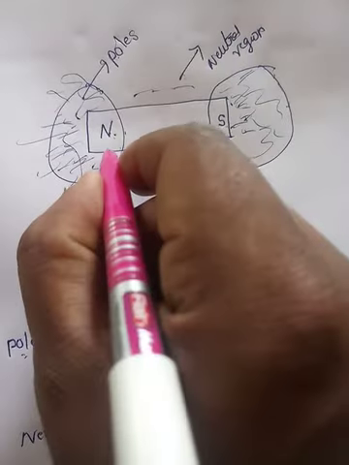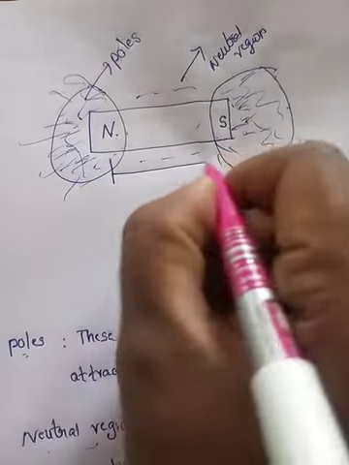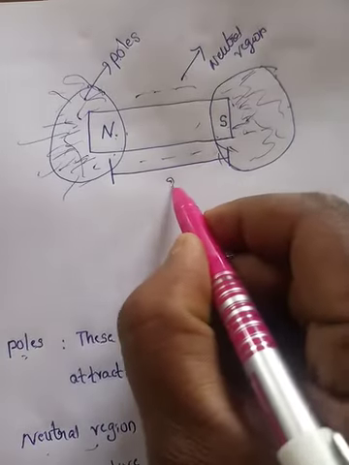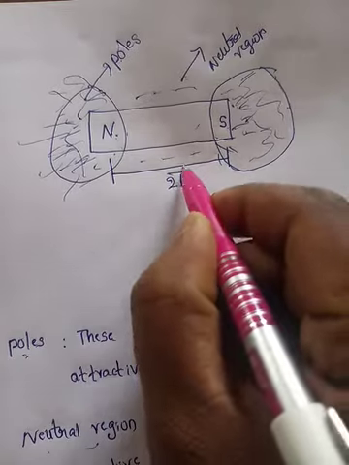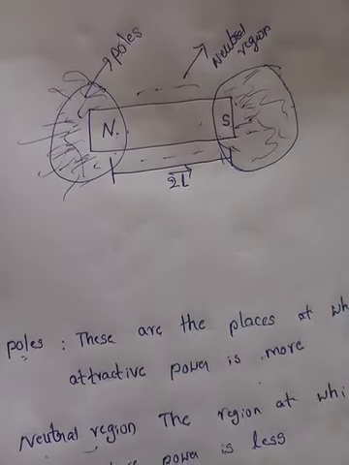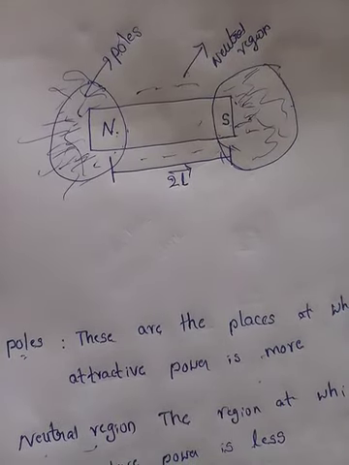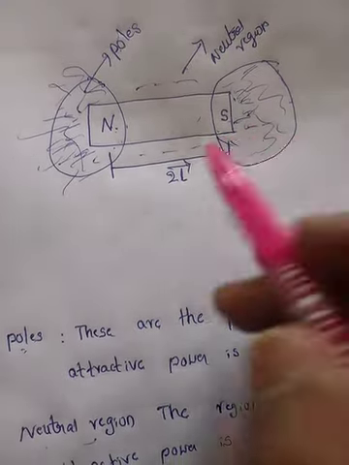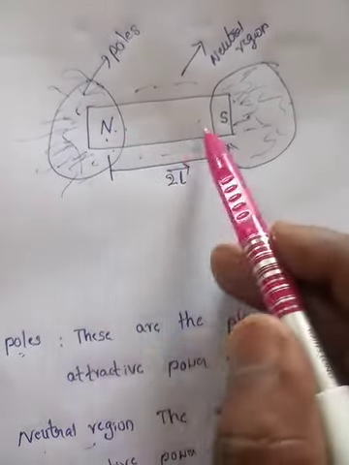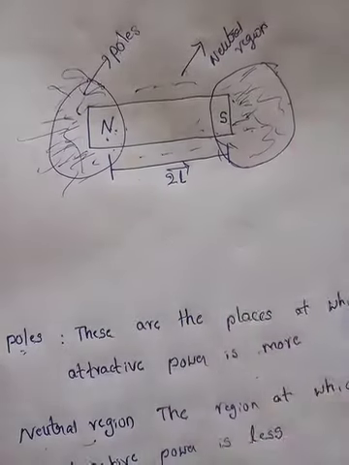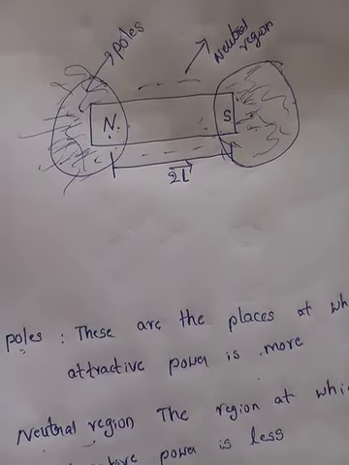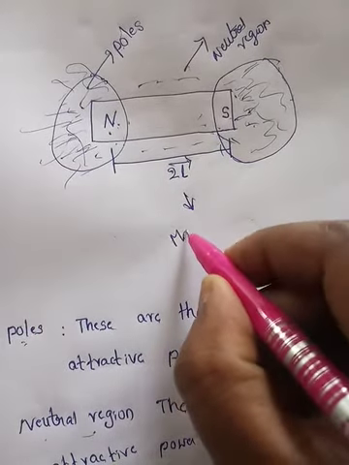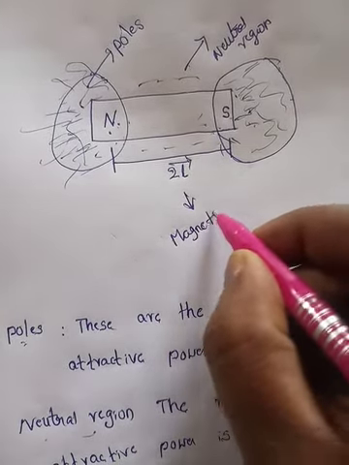These poles are not lying exactly at the ends, right. So, we can say that this is called magnetic length. What is magnetic length? It is represented by 2L vector. The bar means it is a vector quantity. The shortest distance between two poles of the magnet is called magnetic length. So, what is magnetic length? 2L.